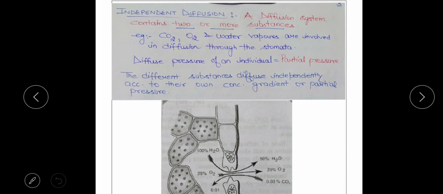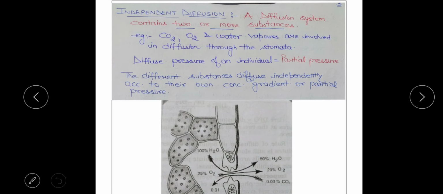Independent diffusion means if two or more substances are moving or diffusing at the same time in a particular system, that basic process is known as independent to each other, without affecting the movement of each other. So we can simply say that a diffusion system which contains two or more substances that diffuse at a time without affecting each other's movement, that particular process is known as the independent diffusion.